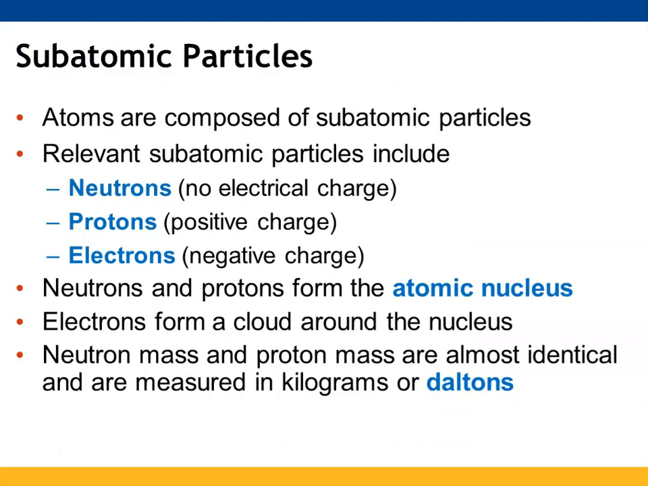So atoms are composed not just of protons, but also neutrons and electrons. Protons positively charged, neutrons neutral, electrons negatively charged. The protons and the neutrons are going to make up your atom's nucleus. The electrons are going to be localized outside the nucleus in an electron cloud. And the mass of a proton and neutron is pretty comparable. So when you look at their masses, they're roughly the same, and you can measure them in kilograms or grams, or you can measure them in what's called a Dalton.